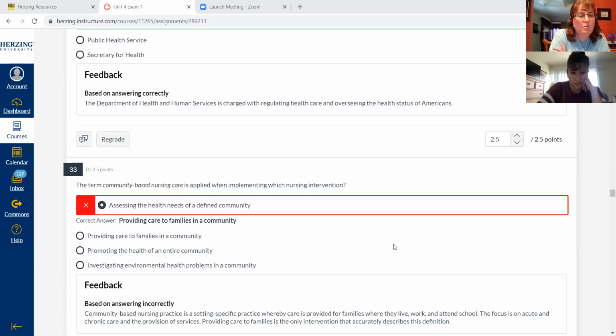Community-based nursing practice is setting specific practice whereby care is provided for families where they live, work, or attend school. The focus is on acute and chronic care and the provision of services. Providing care to families is the only intervention that accurately describes the definition. So the other options were assessing the health needs of a defined community, providing care to families in a community, promoting the health of an entire community, and investigating environmental health problems in the community.